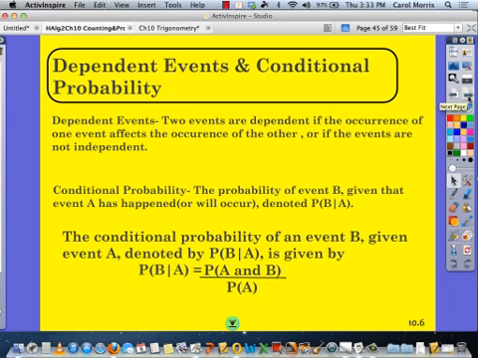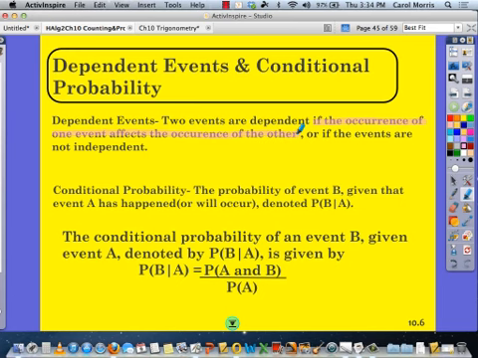Dependent events. Two events are dependent if the occurrence of one event affects the occurrence of the other. So I like that, but that's what you've got to remember. That key piece: one event affects the occurrence of the other. Or if the events are not independent. Okay?